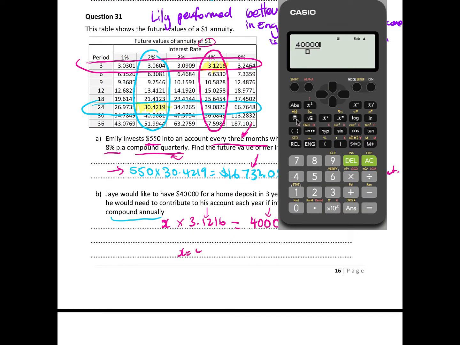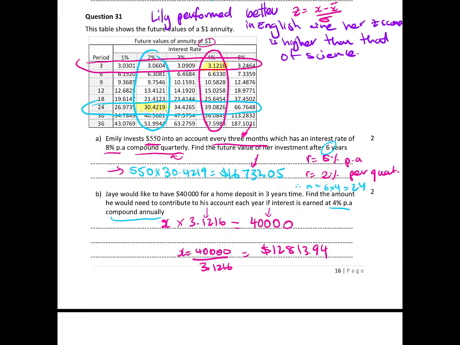So X is equal to 40,000 over 3.1216, which is equal to $12,813.94. And that makes sense. If over 3 years I want to save up $40,000, then yes, it does look like I'll need to make a contribution of almost $13,000, and over those 3 years it will also accrue some interest to reach 40 grand. So this is how you can think about the question to see if it actually makes sense.